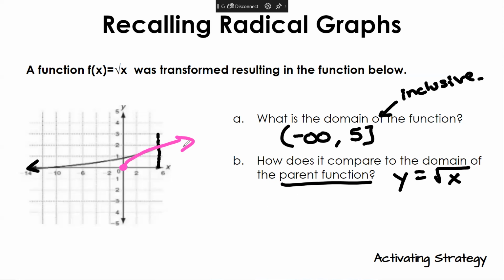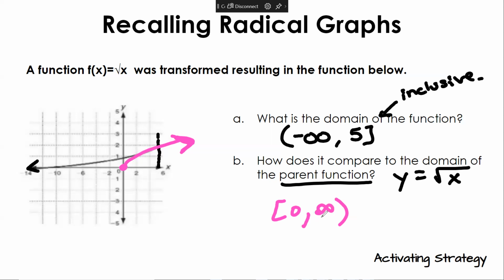Tell me what the domain is of this pink function. How far to the left does it go? What's the x value farthest to the left? What's the x value of this dot right here? 0. Great. How far to the right does it go? Infinity.